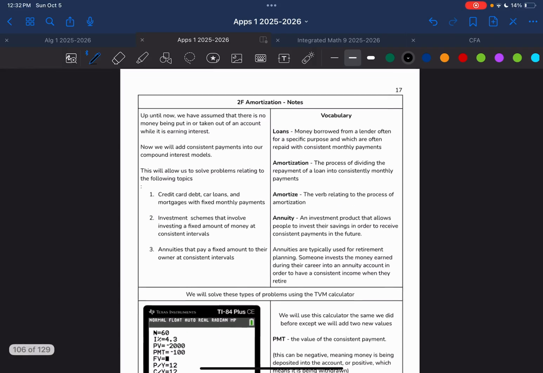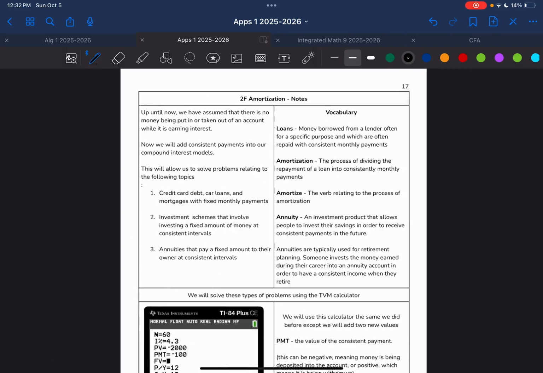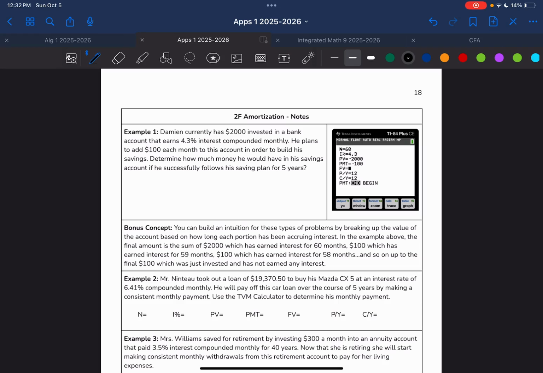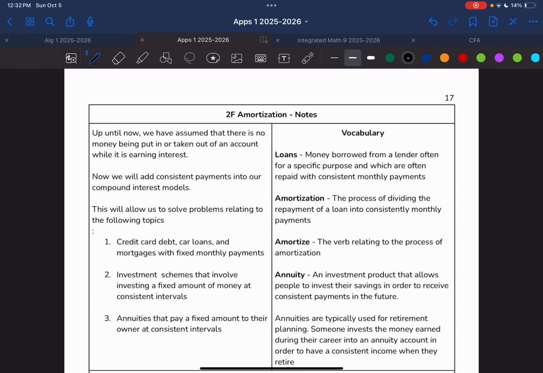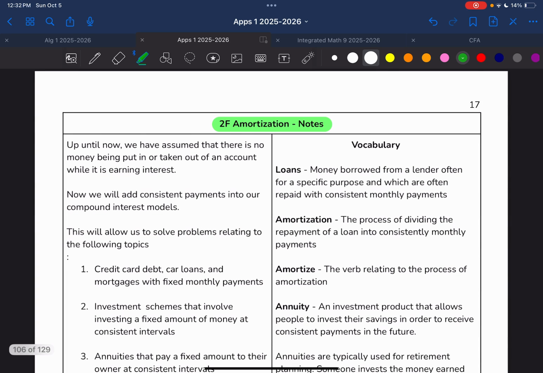Alright, so in this video I'm going to be talking through pages 17 and 18 in the notes packet. This is where we're going to talk about amortization, which is probably a new word for many of you. But let's break into what that actually means.